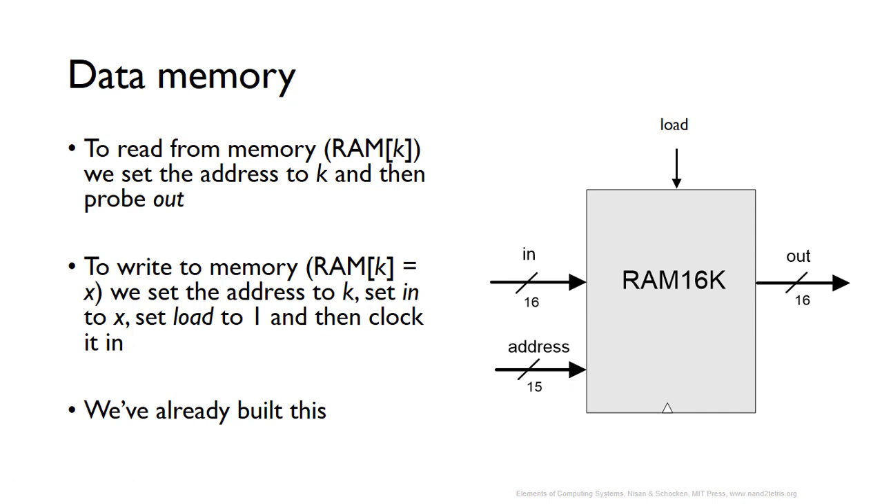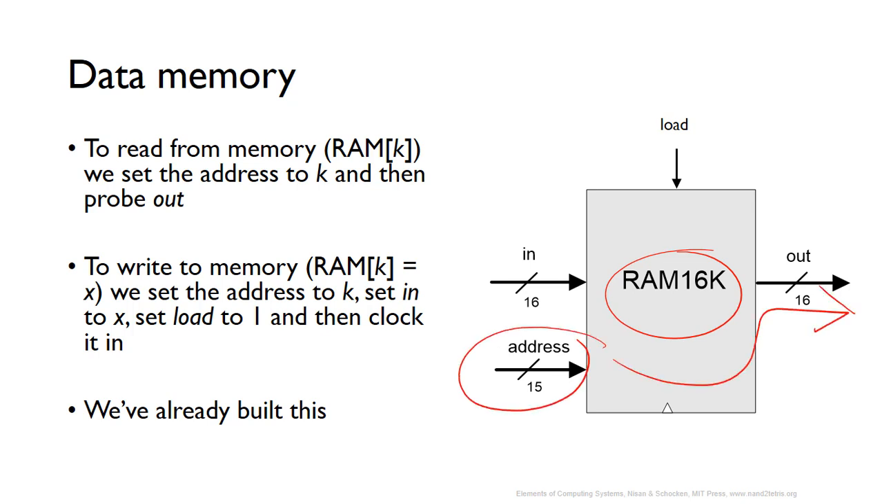Now for the data memory, which is essentially the RAM chip. To read from that memory, we need to supply an address K and then probe the output. So to read from the memory, we give it an address, and then we can just read from that address on the output.